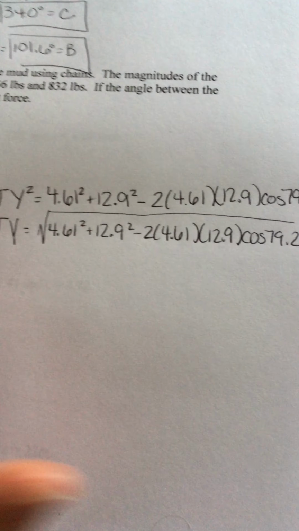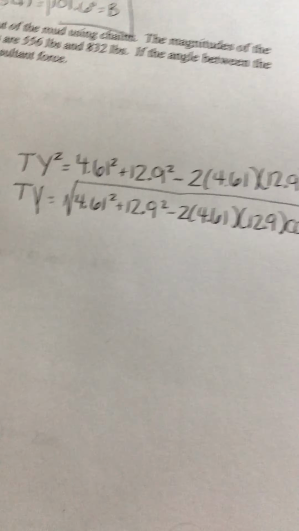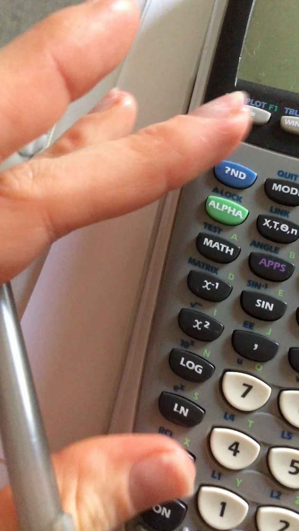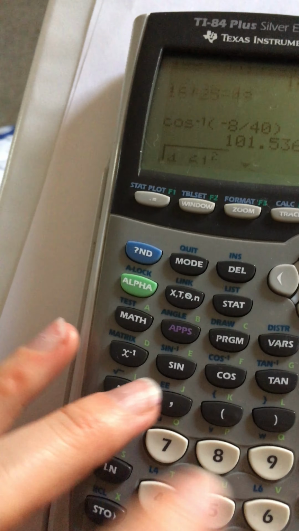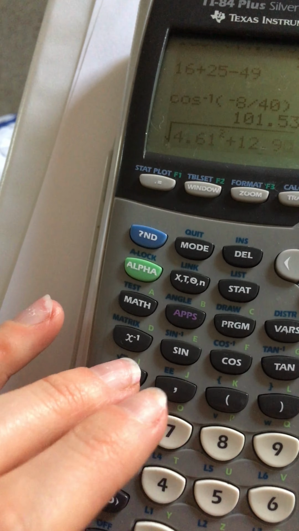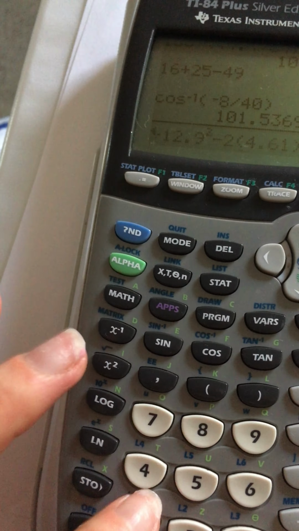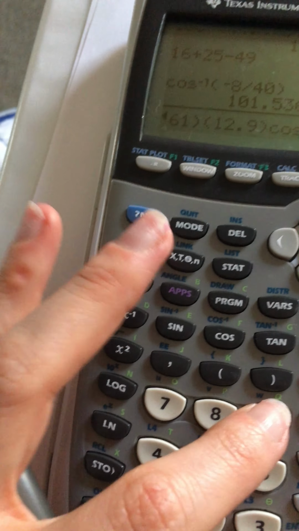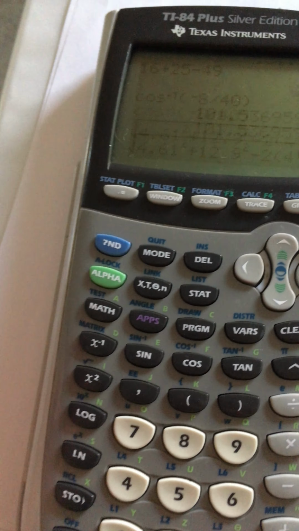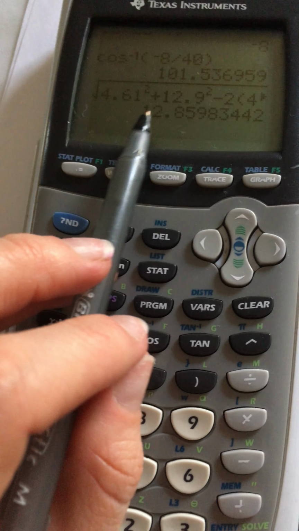It's asking a lot. All right, so this looks like a beast, but the good thing is your calculator is going to handle all of it. So I'm going to just plug this into my calculator the way it's written. 4.61 squared plus 12.9 squared minus 2 times 4.61 times 12.9 times cosine 79.2. Okay, 12.859, so 12.86.